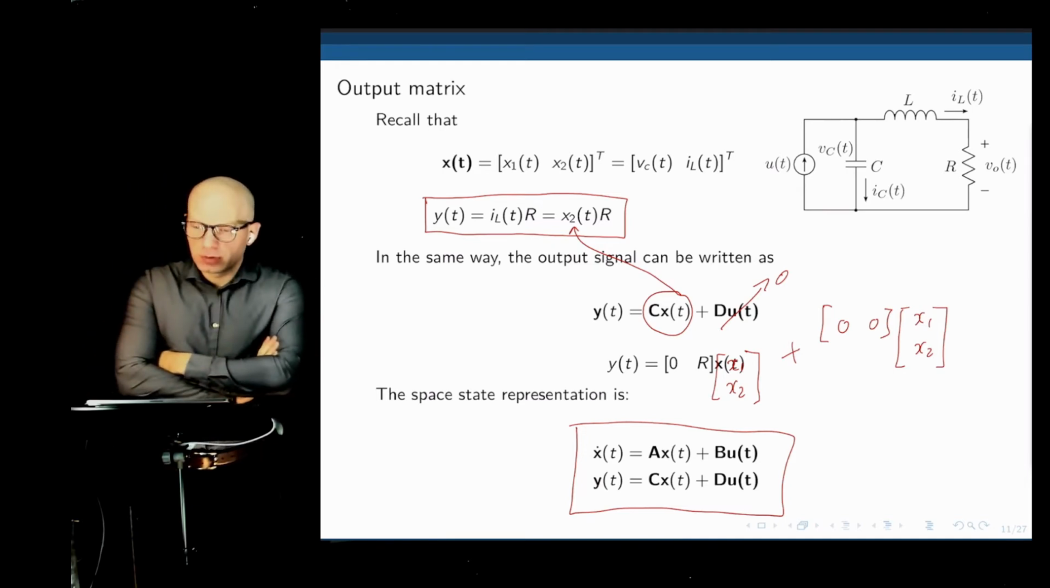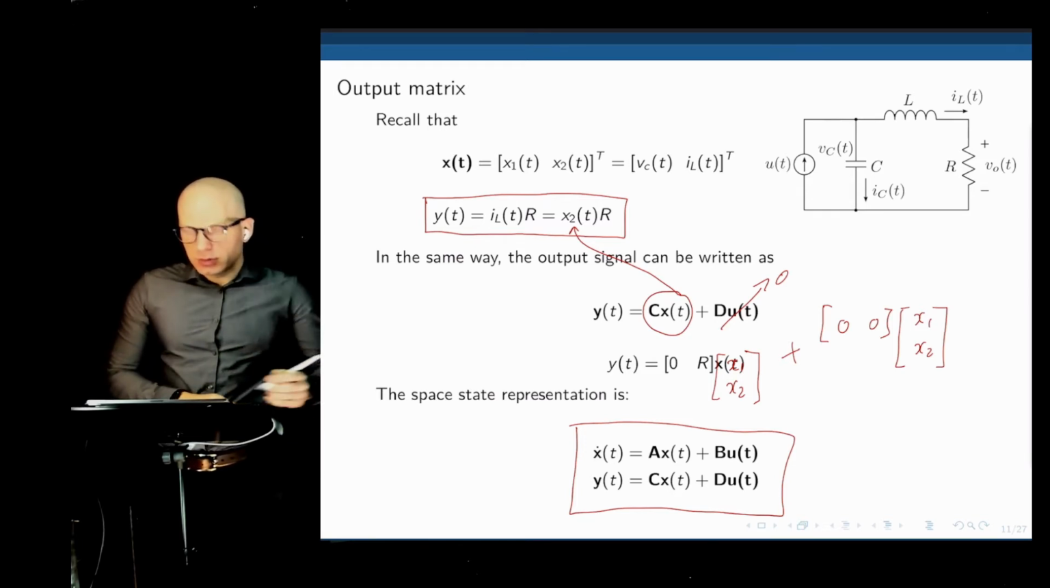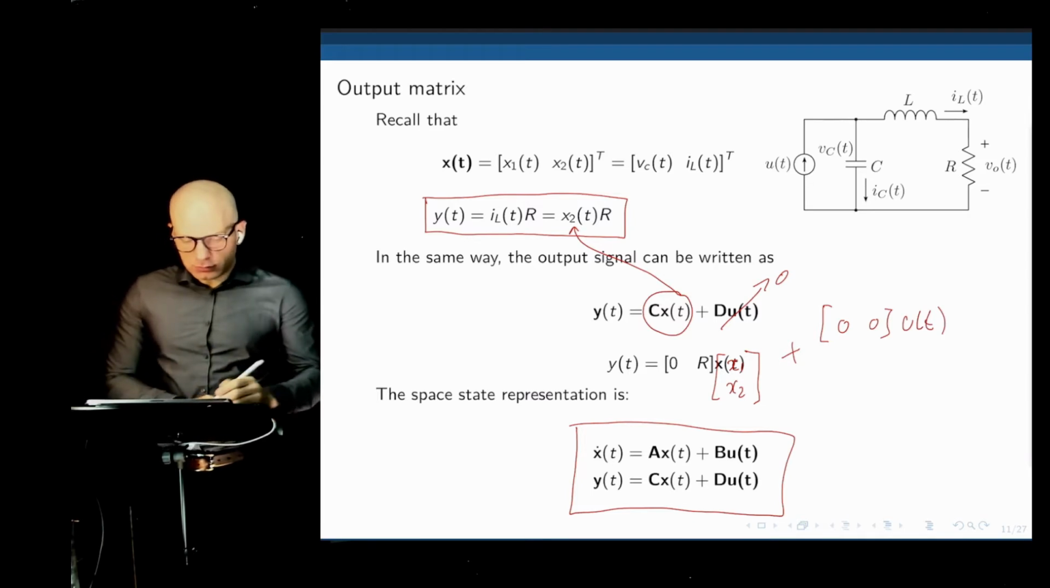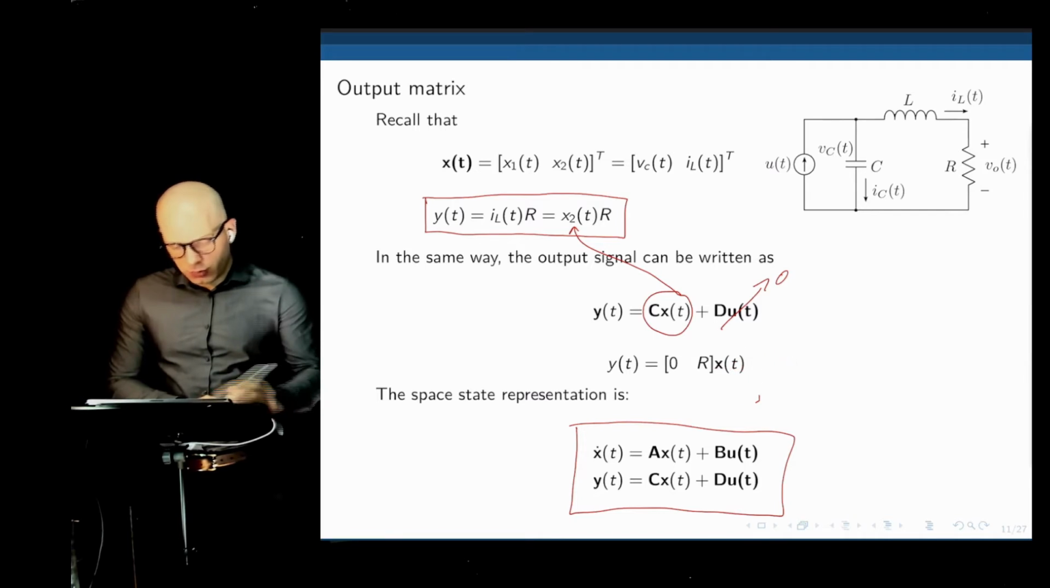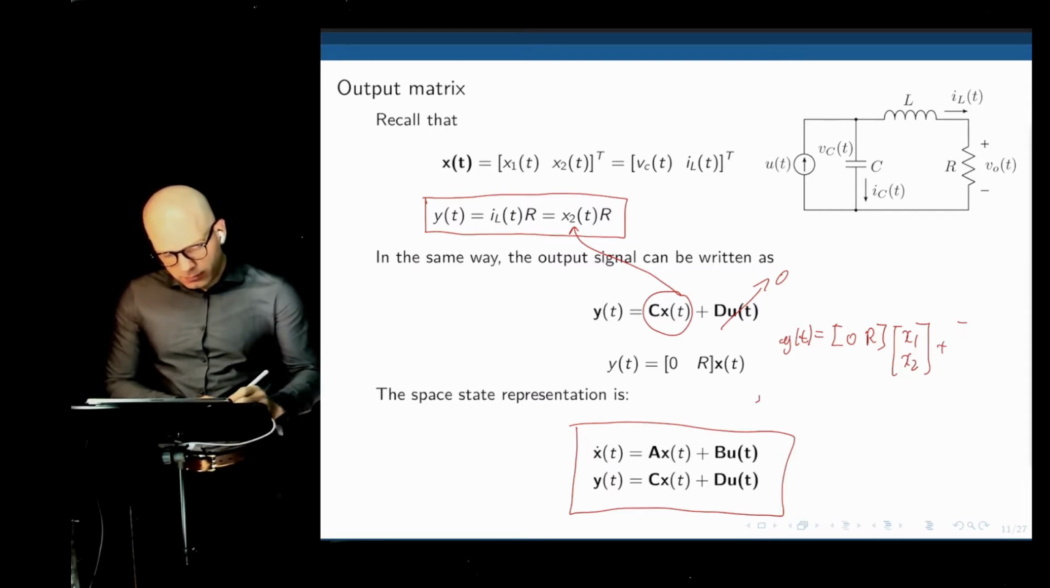That's the idea. I'm sorry, for the second term, there shouldn't be, it'd be 0 times u of t. 0, yes, that is correct. Okay, awesome. Thank you. So this is times 0. Thanks. Let's write this properly to avoid confusion. So y of t equals 0, R, times x1, x2, plus 0, 0, times u of t.